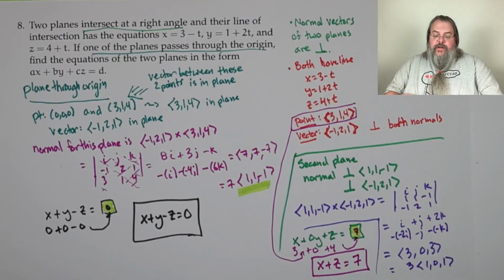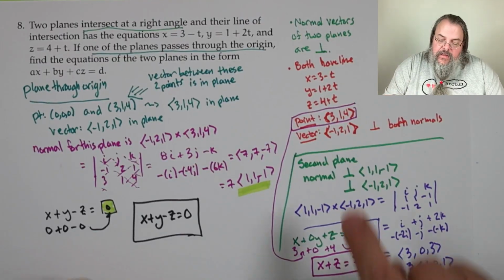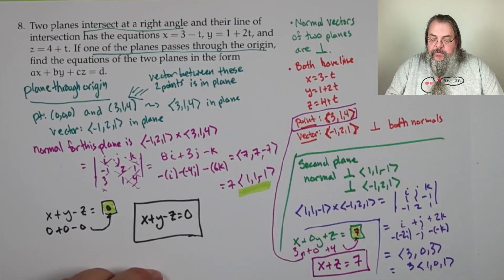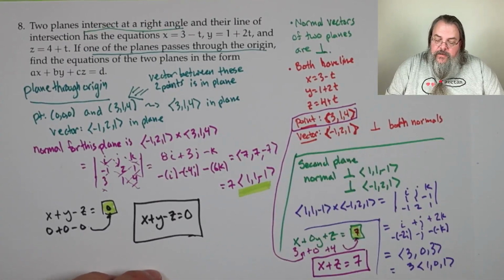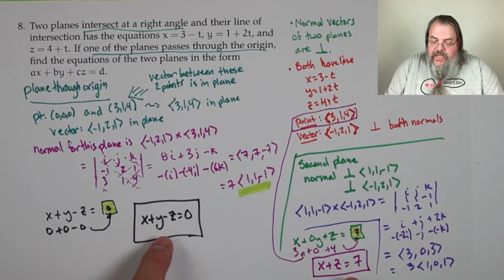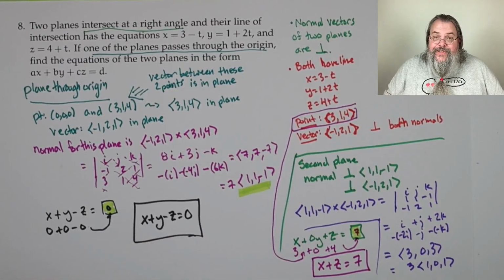They both are containing this line. They both have the point (3, 1, 4). They both contain the vector (-1, -2, 1). They intersect at right angles. Everything is satisfied. And there we go.